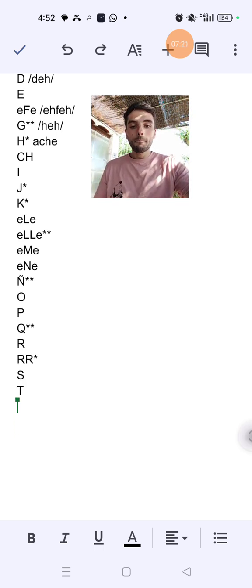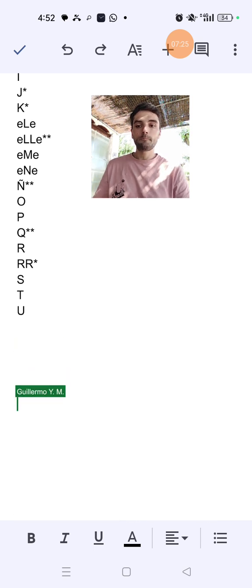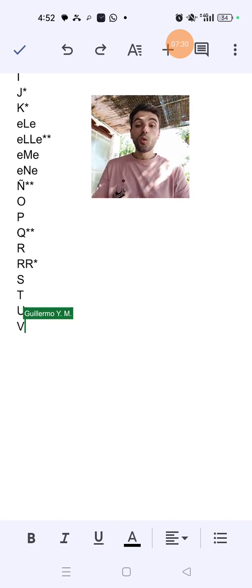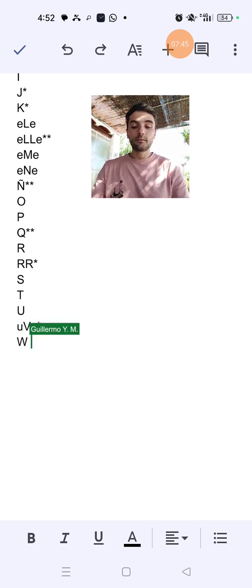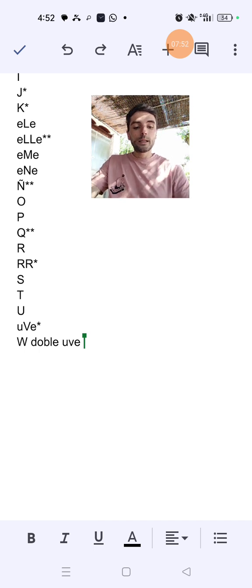Then we have the U. Okay, U, no problem here. Then we have the V. Okay, the name of this one is V. V. This is a bit special. We will see it later. Then we have the W. Okay, W. The double V, we call it double V. The W. We don't use it. Let's put just a single star.